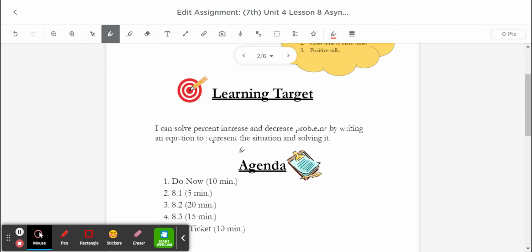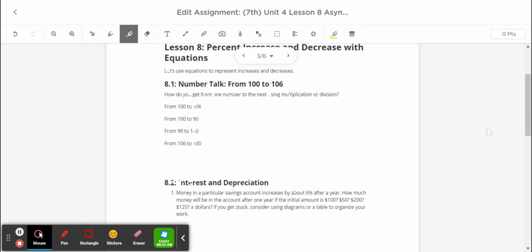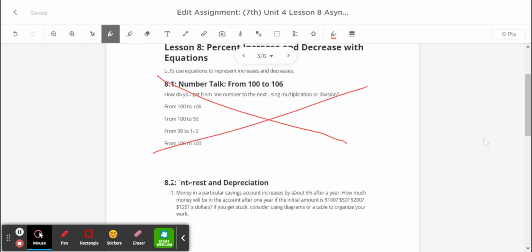In today's class, we're going to work on solving percent increase and percent decrease problems by writing an equation to represent the situation and solving it. Please join me on slide 3 of ClassKick. If you're absent today, we're going to skip 8.1 and go straight to 8.2.